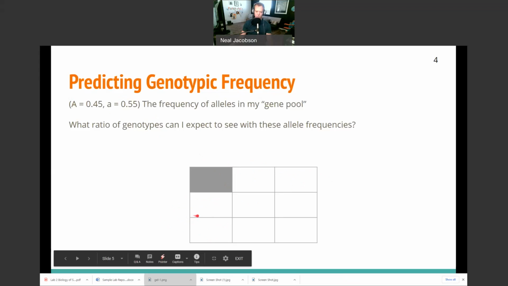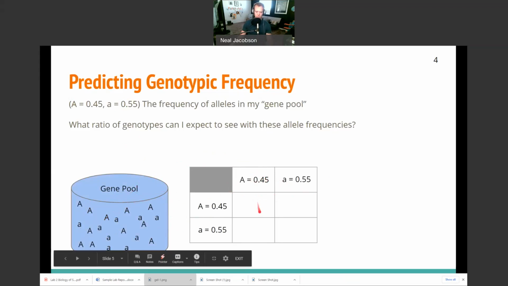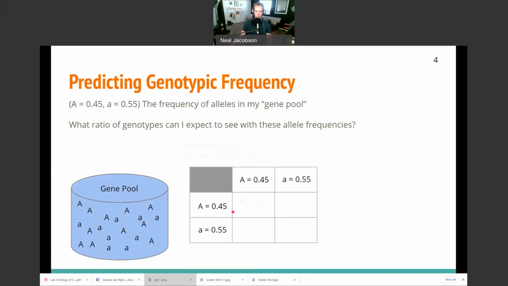In this table, we can see, so here's my gene pool. In my gene pool, if I was to go in here and add it up, I'd count out the proportion of big A's to little a's. And then I could say, okay, in this gene pool, the frequency of big A is 0.45 and the frequency of little a is 0.55. Okay. So what's the probability I pull out two big A's? Well, that's going to be 0.45 times 0.45.